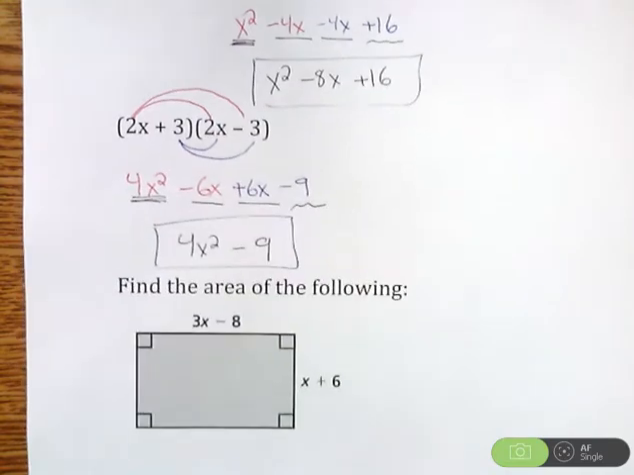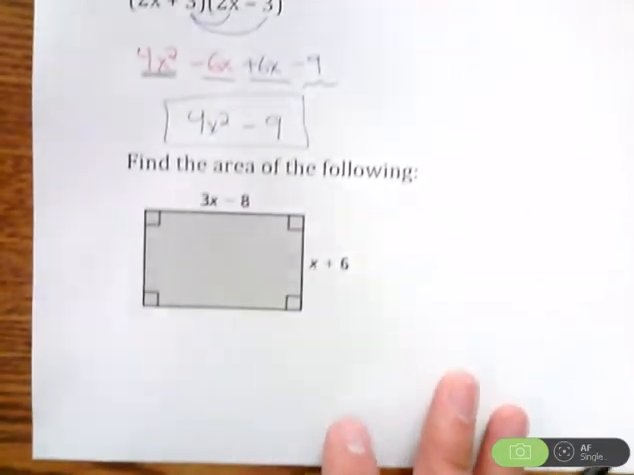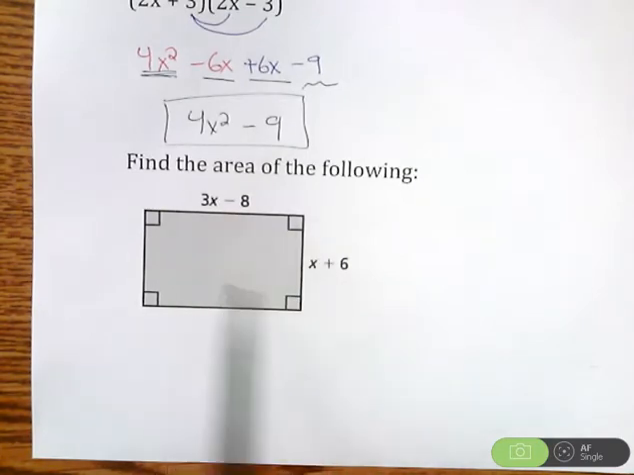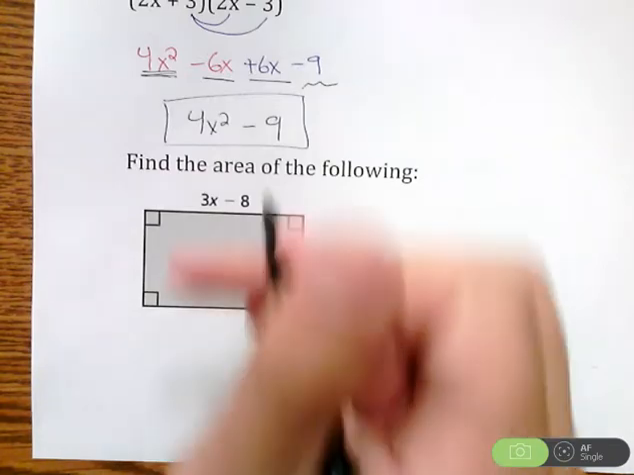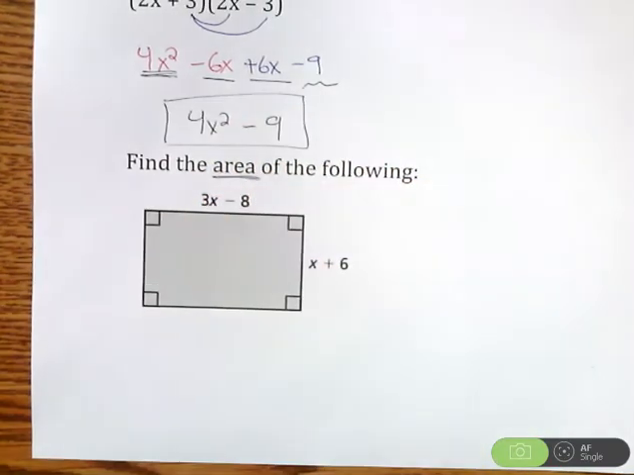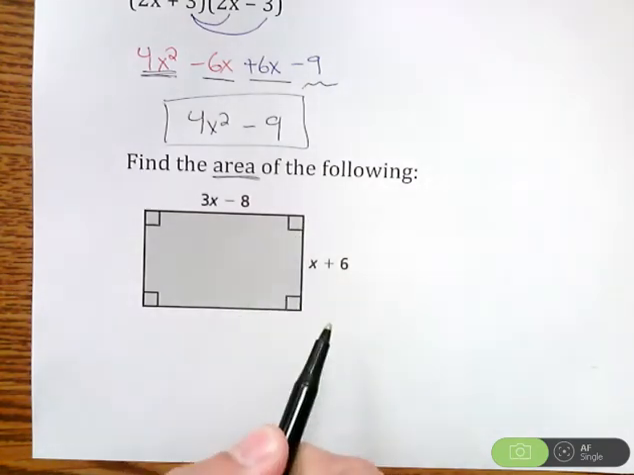All right, one last example, kind of a little application problem here. Use a few other things. We're going to find the area of the following rectangle. So things you need to be thinking about is, first off, what in the world is an area? And the area is just the base times the height. So the bottom times the side.